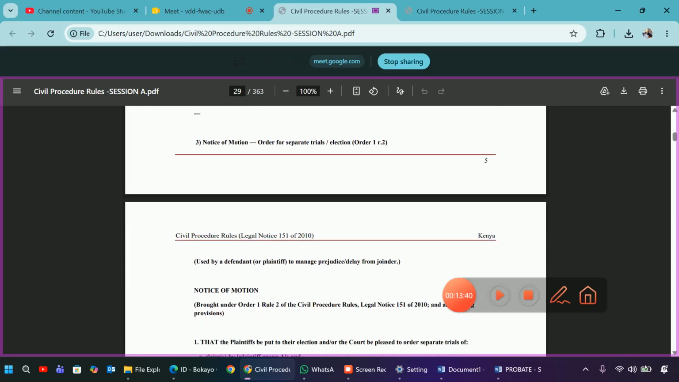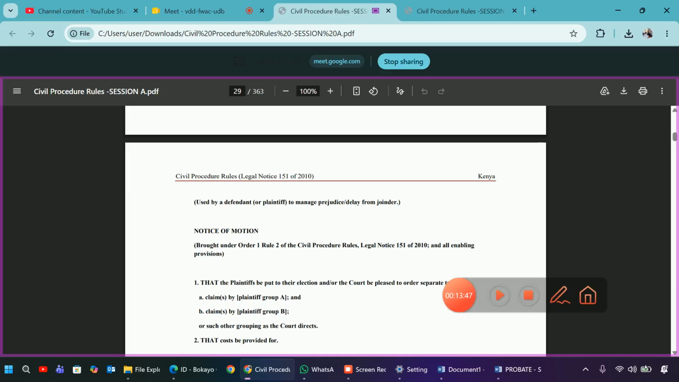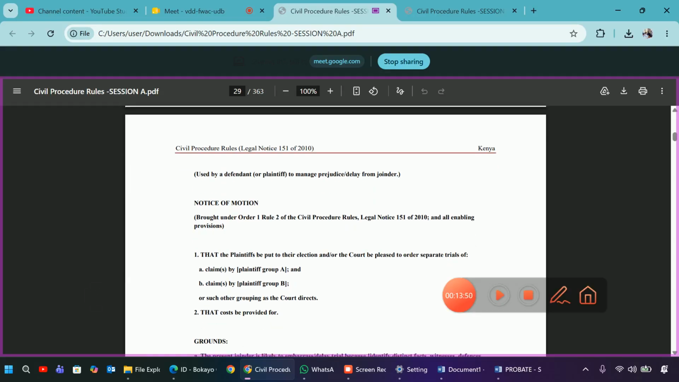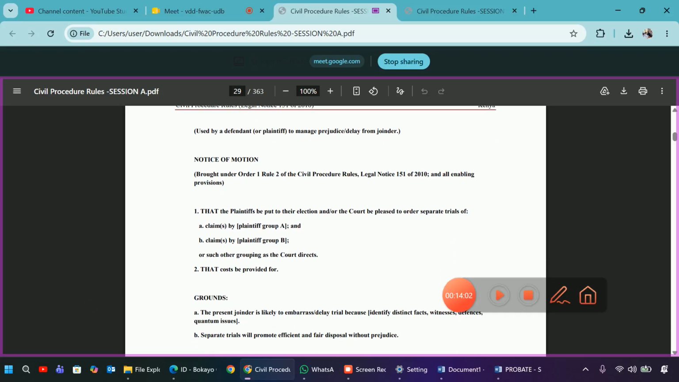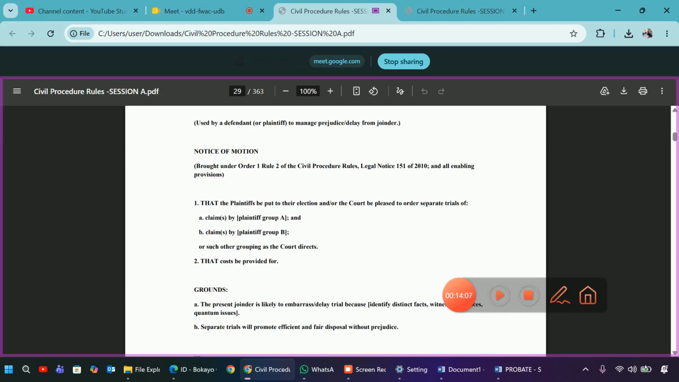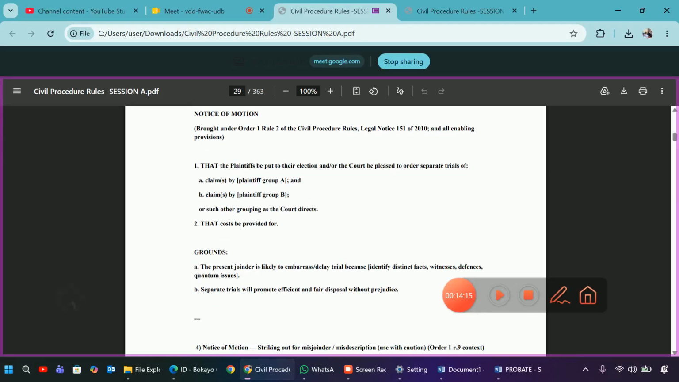Then how about order for separate trials under order 1 rule 2? This is where you are moving the court, in the exercise of the honorable court's inherent jurisdiction, to seek separate trials. So you're doing it under a notice of motion brought under order 1 rule 2 of the civil procedure rules, that the plaintiffs be put to their election and or the court be pleased to order separate trials of 1. Claims by plaintiff group A and B, claims by plaintiffs being group B or such other grouping as the court directs, that the cost be provided for.